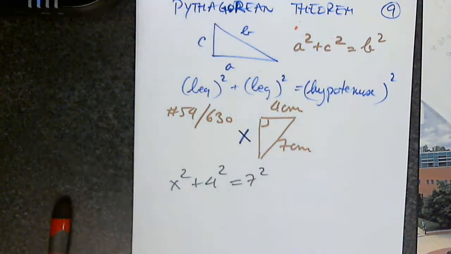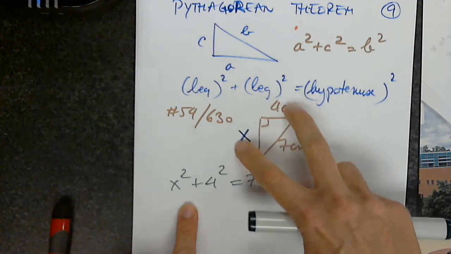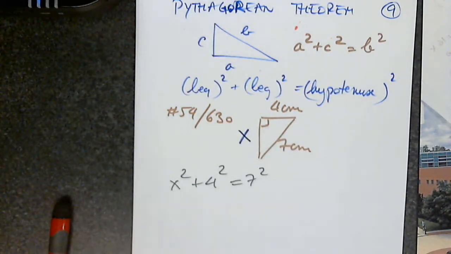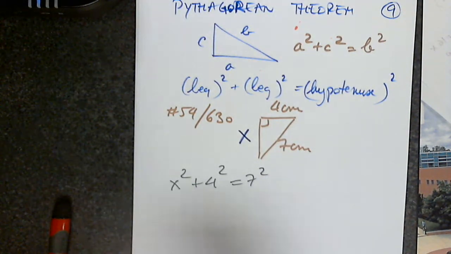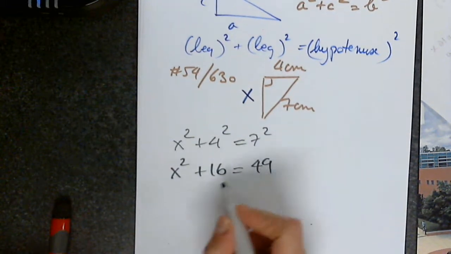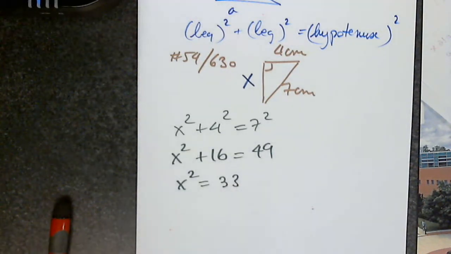Excellent. That's all I want you to say at this stage. The sum of the two sides that form the right angle, these are the shortest, also called legs, must equal the hypotenuse squared. Very good. So now I know that this is x squared, and I get 16, and I get 49, and then I subtract 16, and I get 33. And now I have to think, what procedure am I applying now?